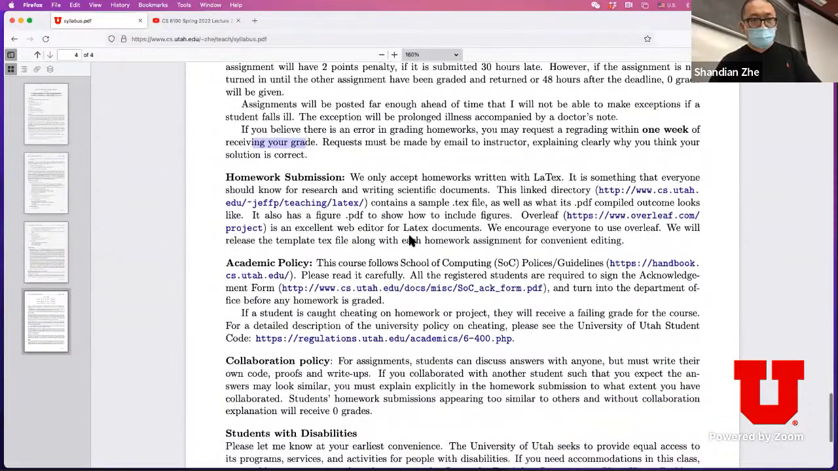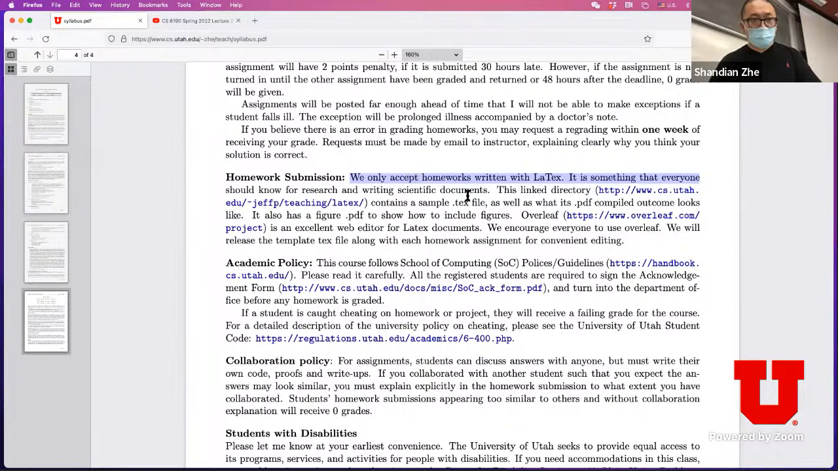Homework submission. So we only accept homework written in LaTeX, right? Because there are many math formulas in the homework assignments, right? If you don't use LaTeX, I cannot imagine how you're going to type those equations, right?